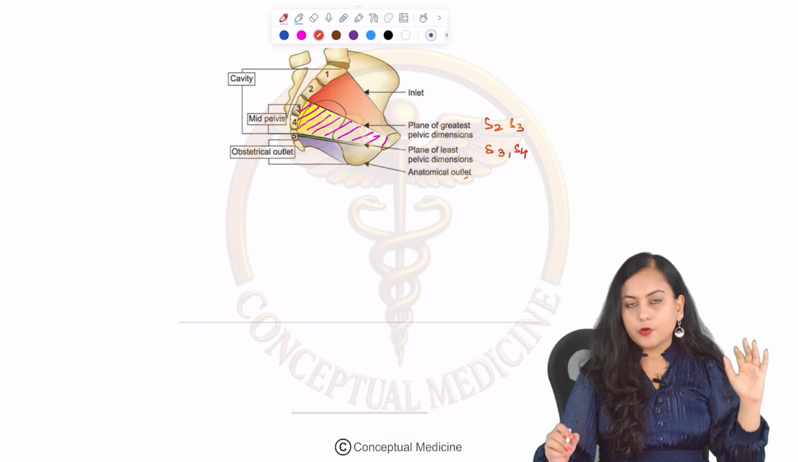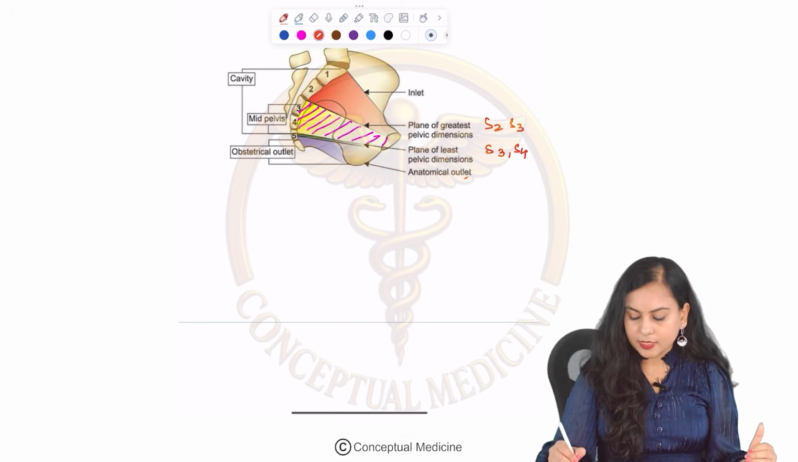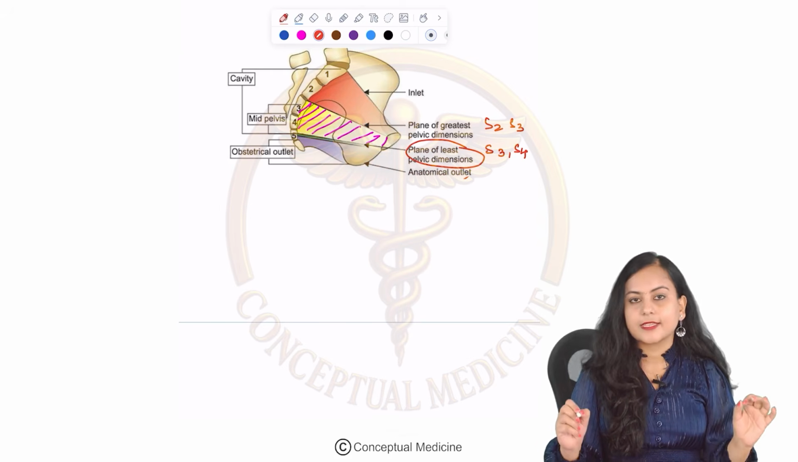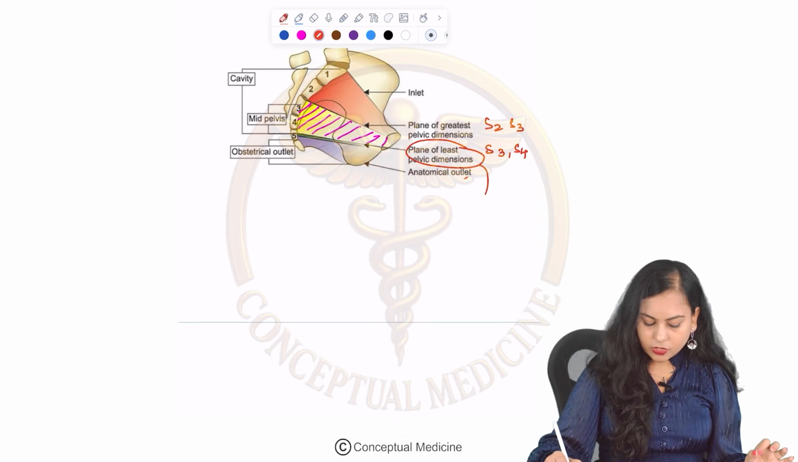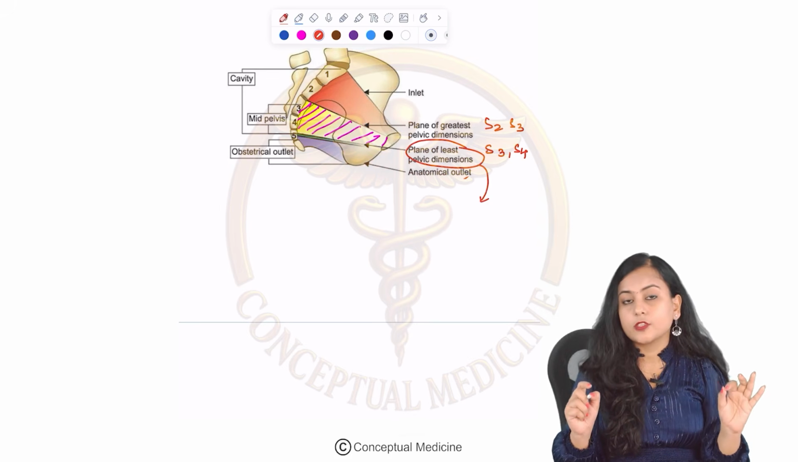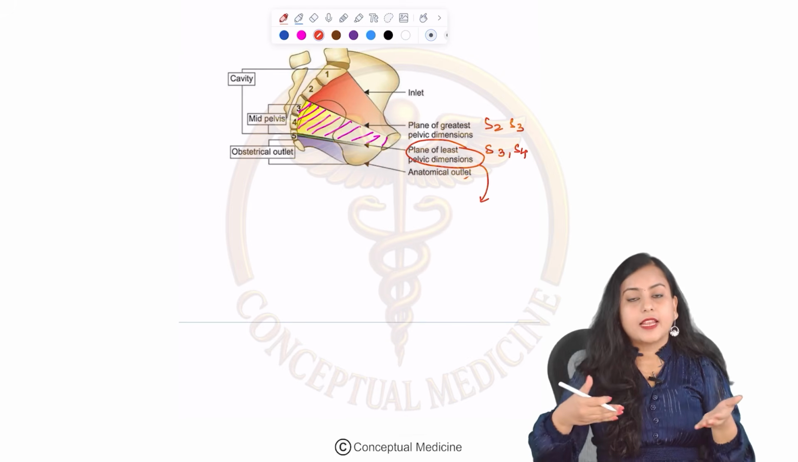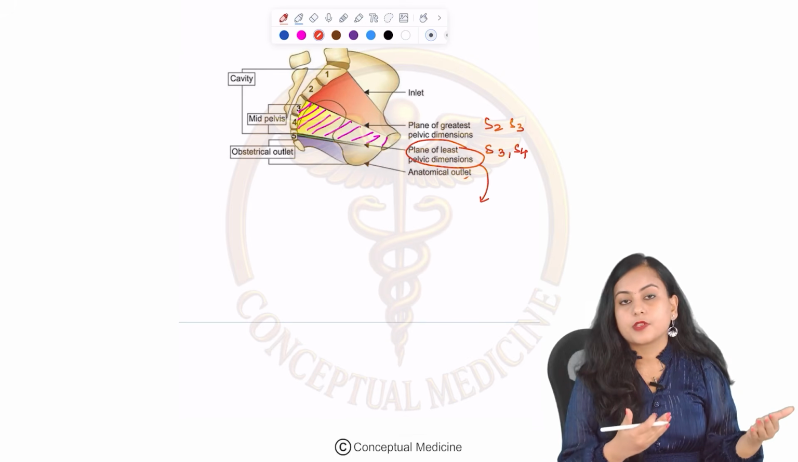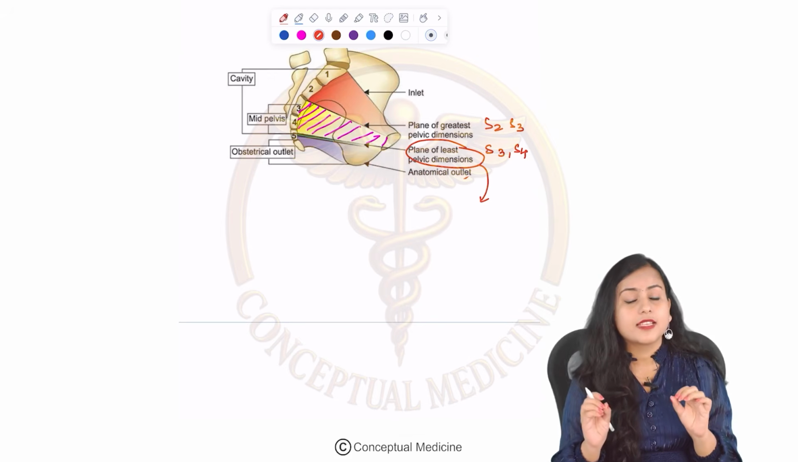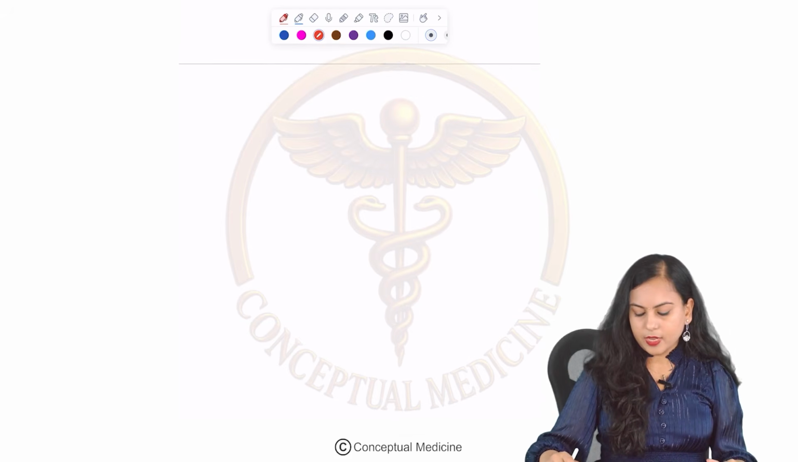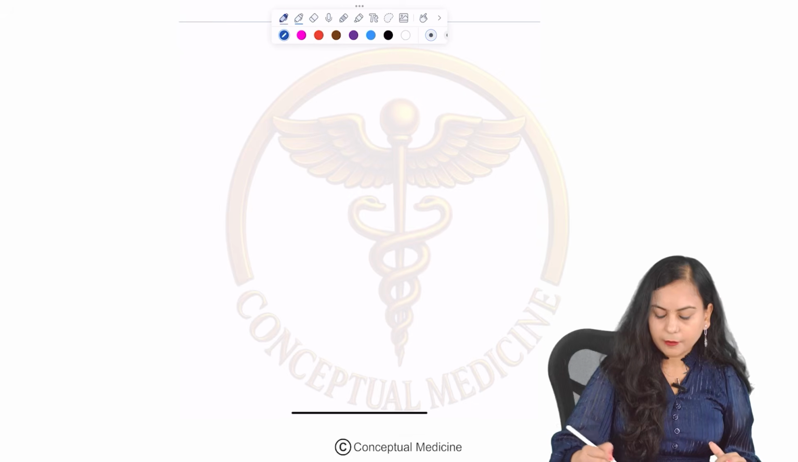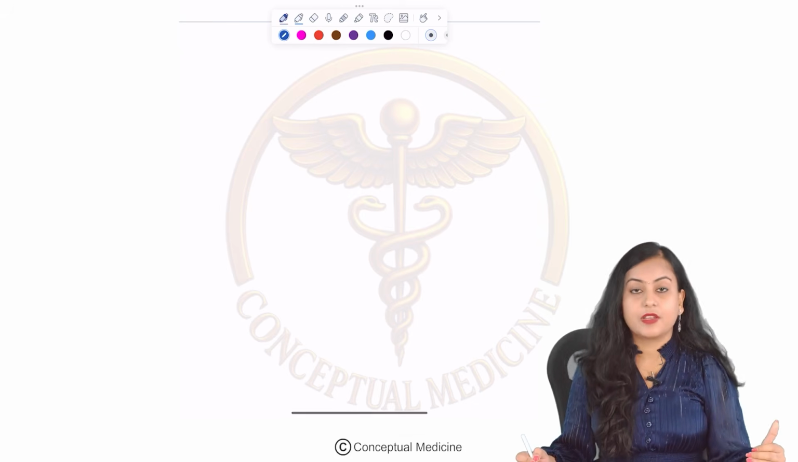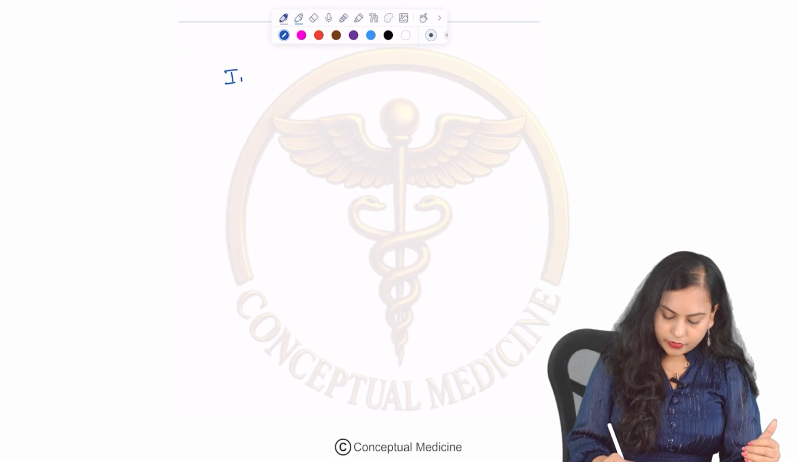So, what is the importance of this area? The plane of least pelvic dimensions takes importance because there are chances of so many things, because this is going to be the least dimension that the fetal head has to pass through. There can be chances of obstruction or other complications. It also has some other importance as well, okay. Now, let us discuss the importance of this plane of least pelvic dimension, okay. So, importance.